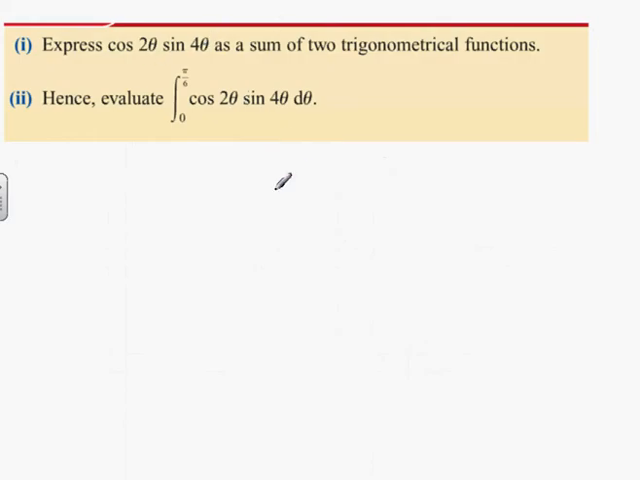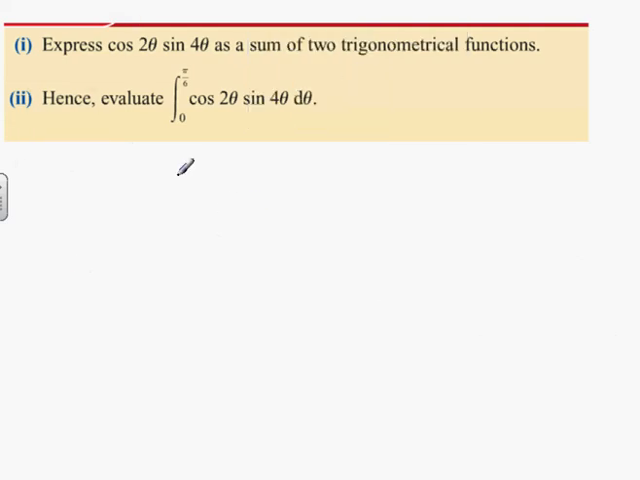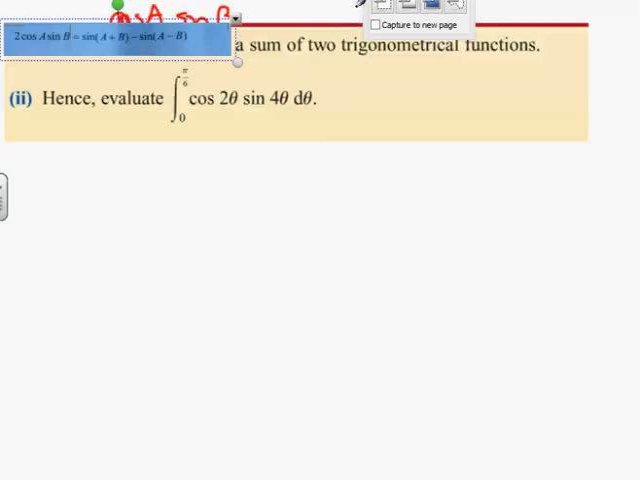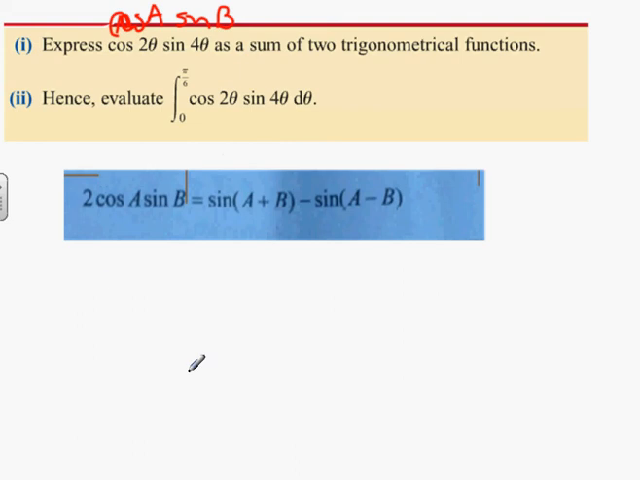Express cos 2 theta plus sine 4 theta as the sum of two trigonometric functions. So on this page, it's basically cos A sine B. So what we're going to do is look at our notes here and see the cos A sine B. There it is. Then we're going to use that on this here, and what we're going to do is change it like this.